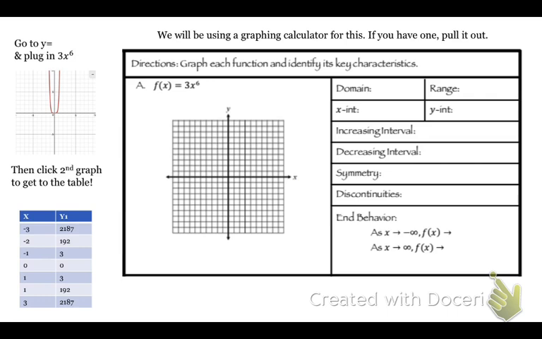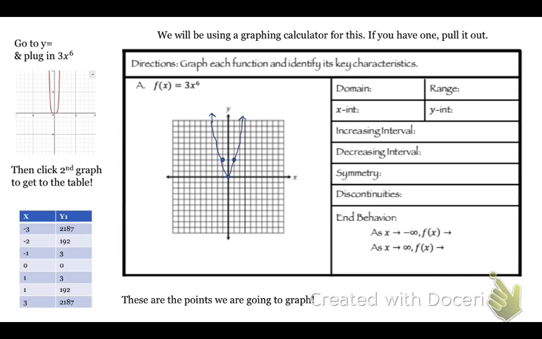Now, obviously, I'm not going to graph the point -3, 2,187, because that's clear off the graph. But I'm going to do -2. No, I'm not. -2, 192. That's clear up there also. So I'm going to do -1, 3. So that's going to be right there. 0, 0, 1, 3. The rest of those are way, way up there, and I'm not going to deal with that. Okay, and so there is my graph.